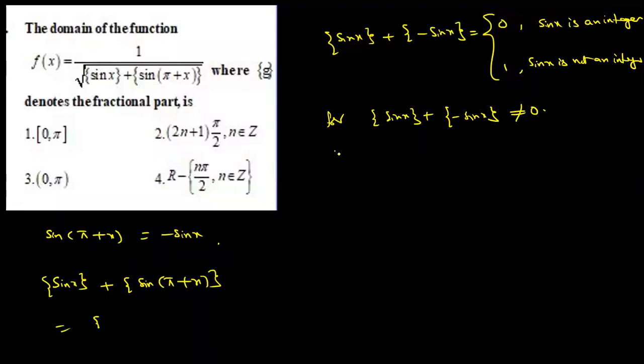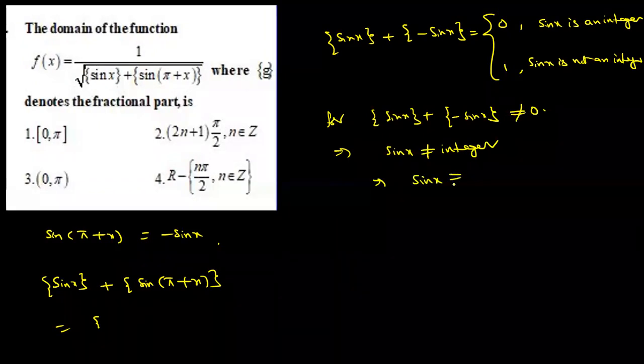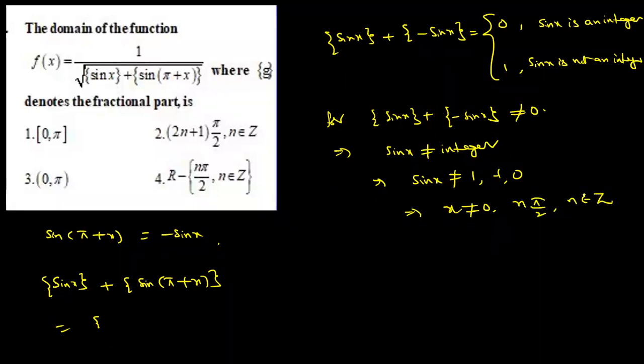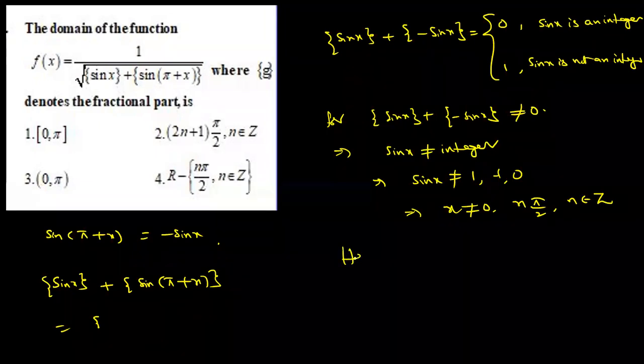First of all, sin x must be not equal to an integer. Not strictly greater than 0 means not equal to 0. For what values of x is it coming 0 for an integer? So remove that part. Sin x cannot be 1, minus 1, 0. That means x cannot be 0 or n pi by 2, n belongs to Z. Pi by 2, sin 90, sin minus 90, these values are possible for the remaining cases.